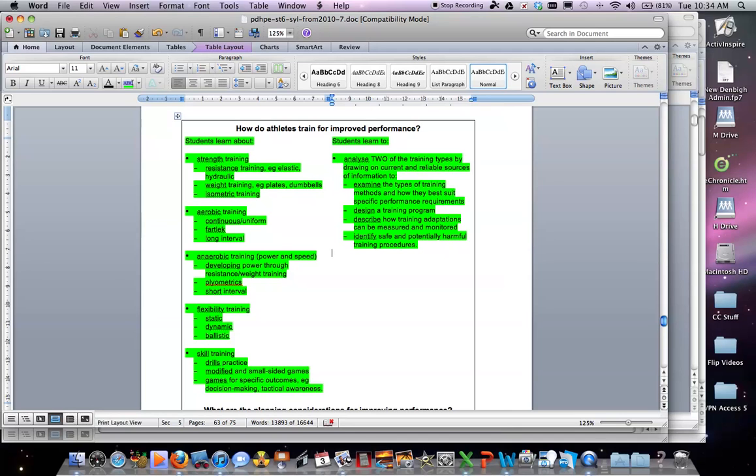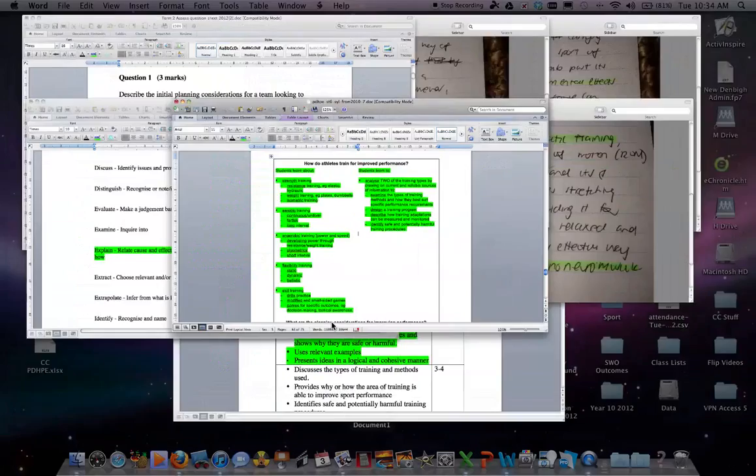So essentially you had to look at either strength training, aerobic training, anaerobic training, flexibility training or skill training, and then examine how that particular type of training is going to improve performance. The second part of the question was looking at the safety aspect, and you needed to discuss how to make the activity safe, what some of the concerns are, and what could make this particular type of training dangerous for the athlete.